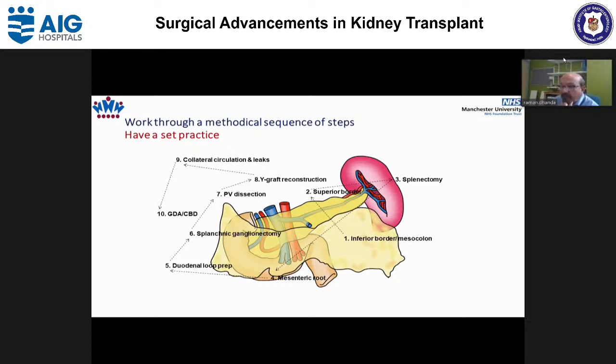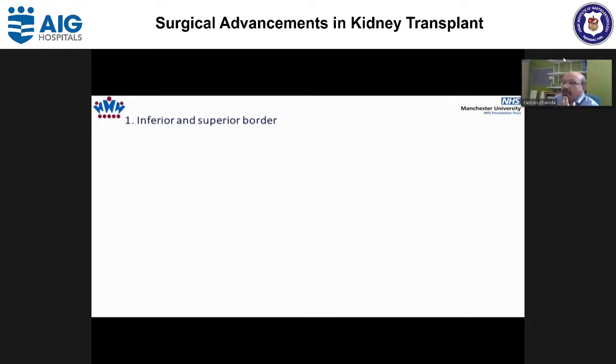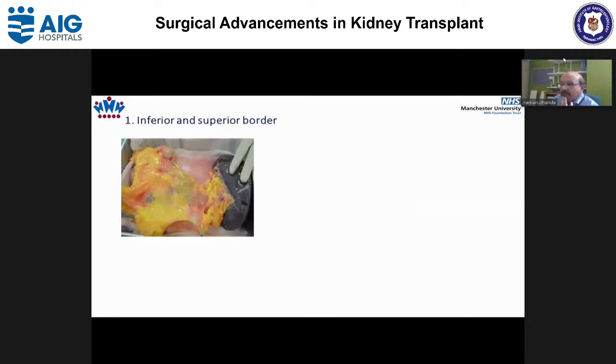And then finally, once we are happy with the collateral circulation, we transfix the gastroduodenal artery and transfix the CBD, distal end of CBD as well, to avoid any leakage of juices, duodenal juices, into the peritoneal cavity in case the CBD is not competent. So as I said, we start with the borders first.